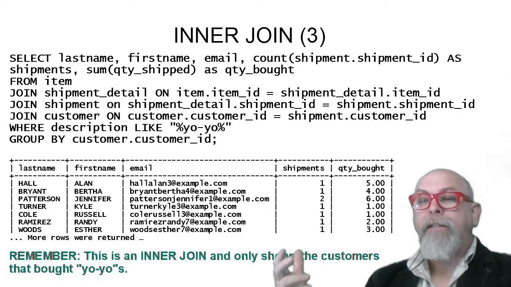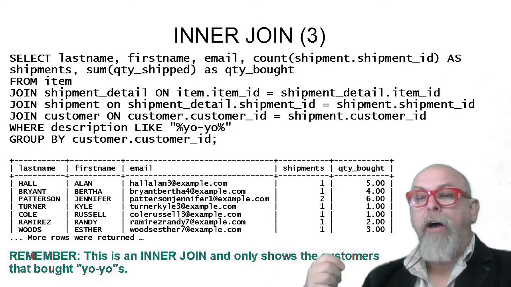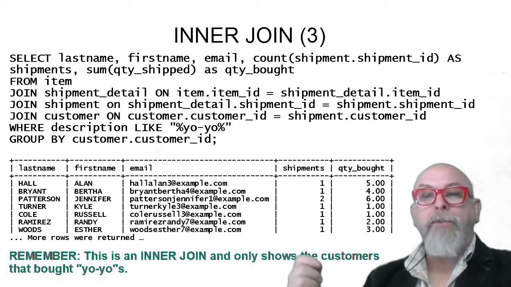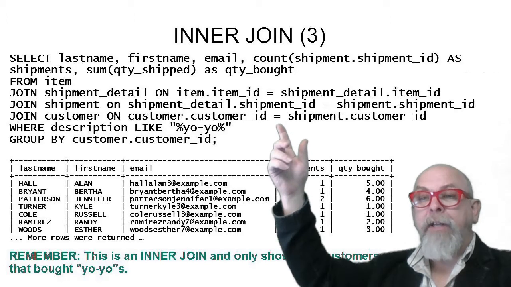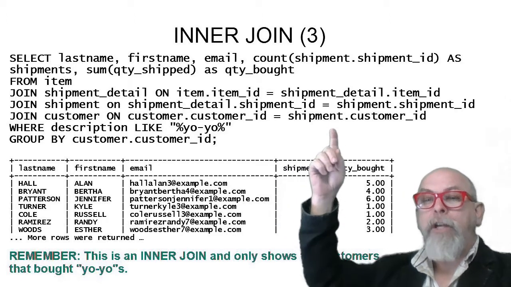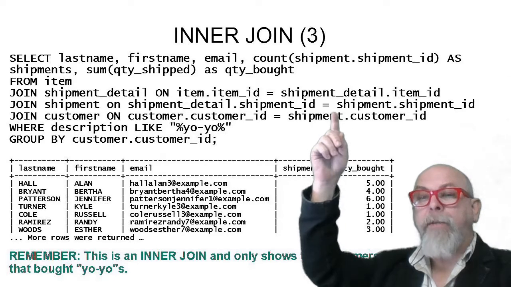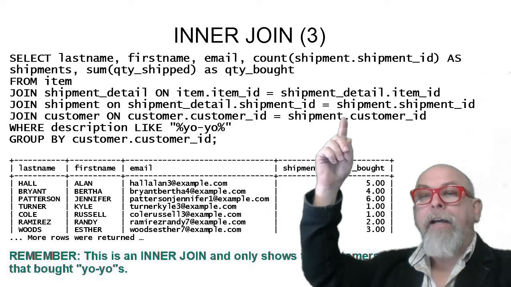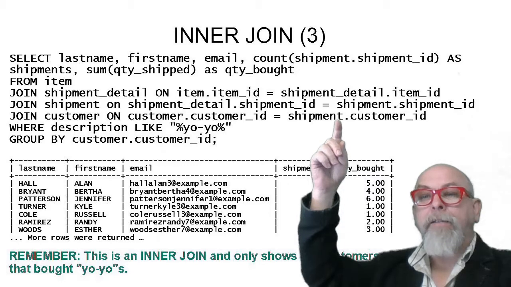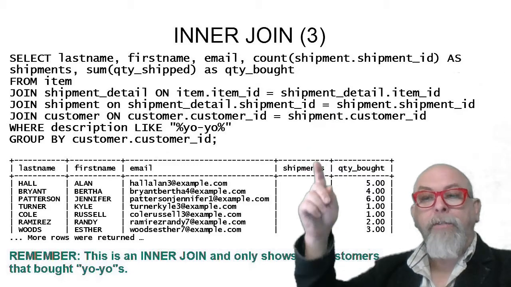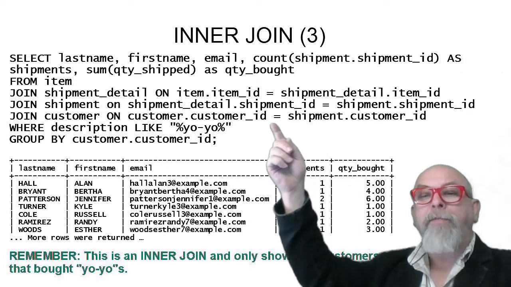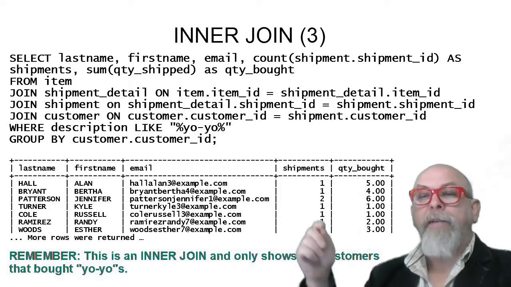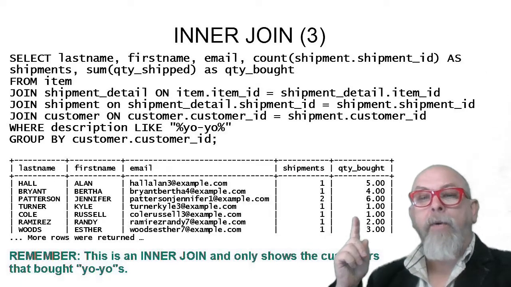Let's go step by step through each and every piece of this SQL statement, just so that we all fully understand how it works. We select the last name, first name, and email from the customer table. We select the count of the shipment ID from the shipment table. Now, we could have gotten that count of shipment from the shipment detail table as shipments. So that's why it shows up as shipments there. We also add the sum of the quantity shipped from the shipment detail table and show that as quantity bought.